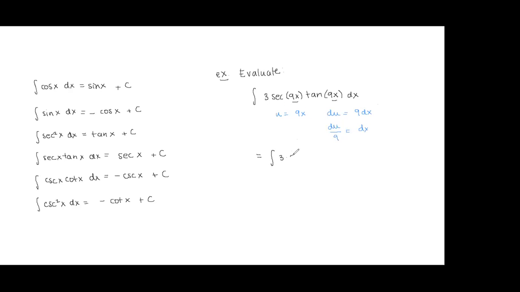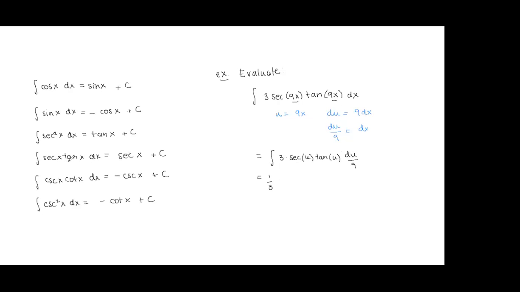Then I would have times secant. And now all of the instances of 9x are going to be replaced by u. So that means secant of 9x is going to be secant of u, tangent of 9x is going to be tangent of u, and then dx is replaced by du divided by 9. And so 3 over 9 becomes 1/3. And this is the integral of secant of u times tangent of u with respect to u.